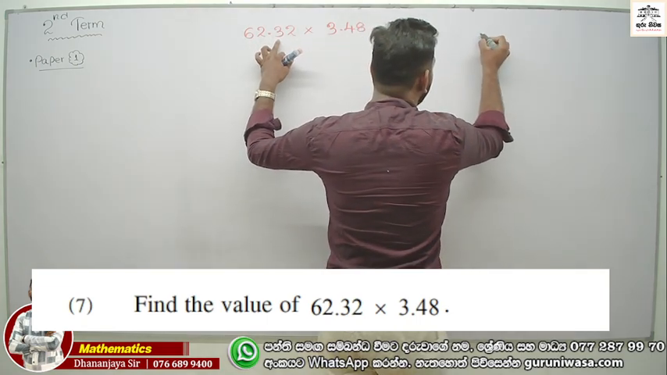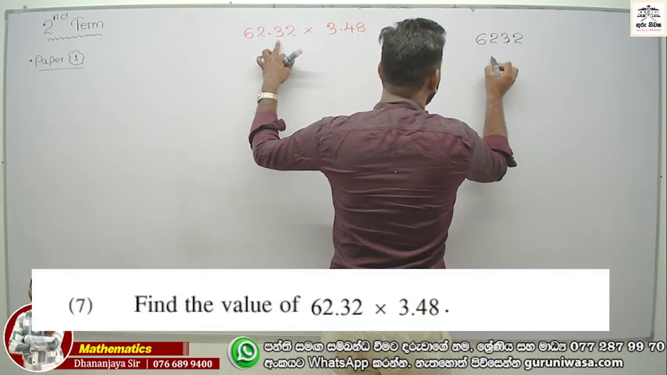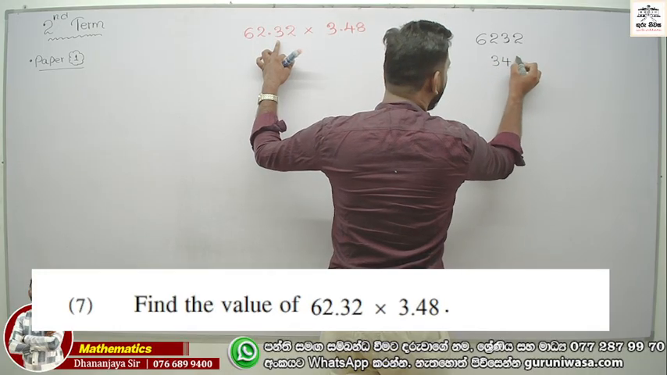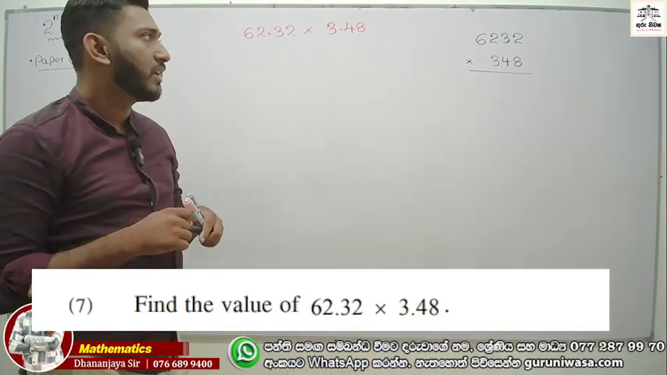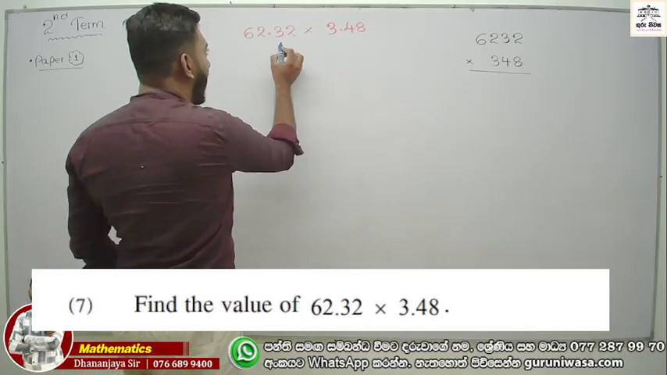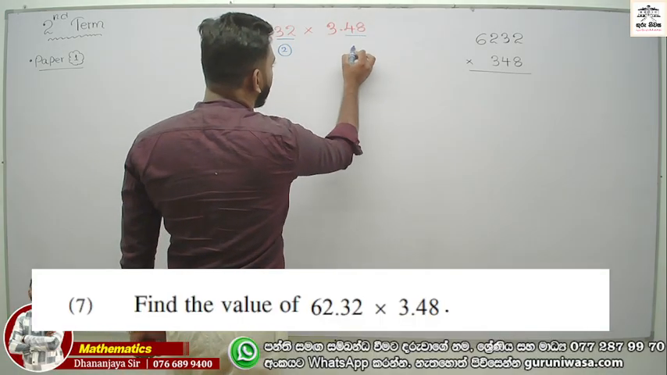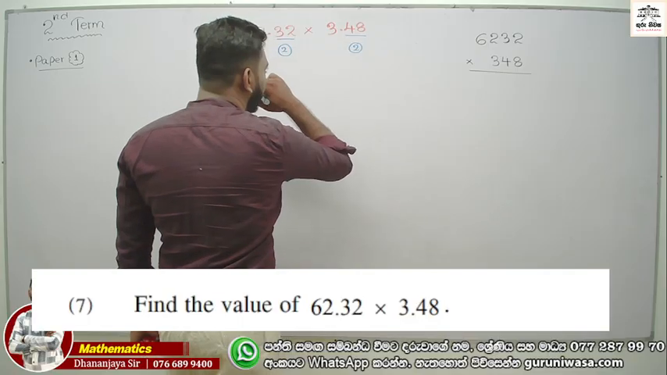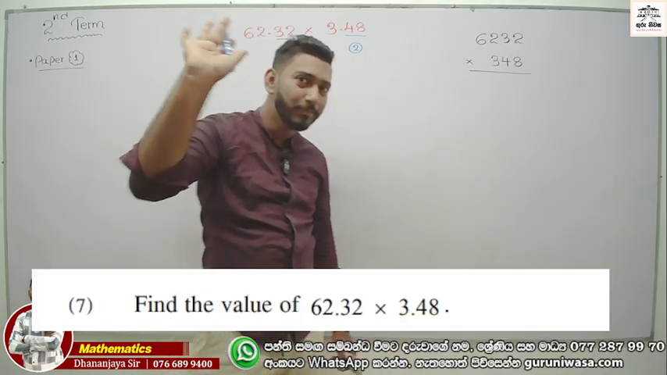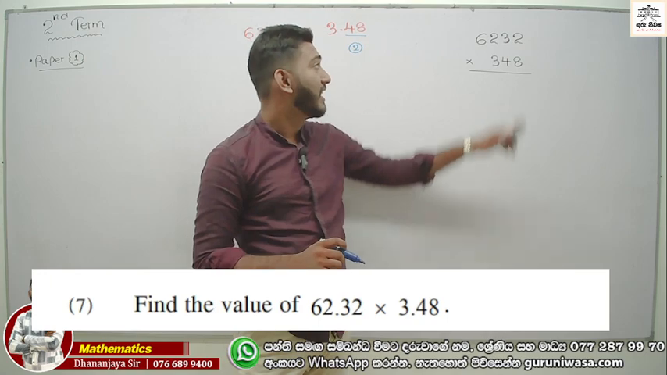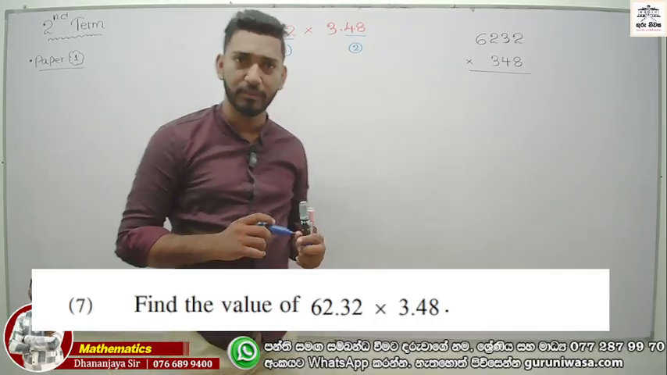6,232 multiplied by 348. Right? Now you can multiply these two numbers. Then what to do? Now this one has a 2 decimal place number and this one a 2 decimal place number. Therefore the final answer should be a 4 decimal place number. Now multiply and then get the answer and keep 4 decimal places in the answer.